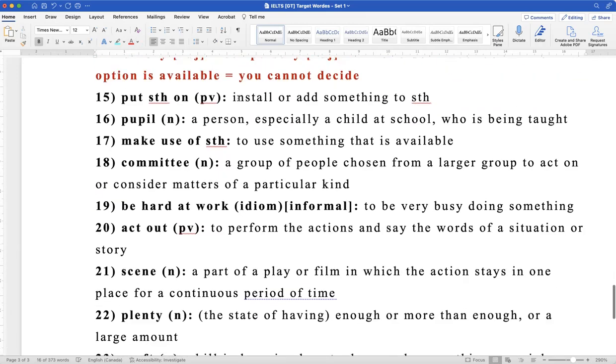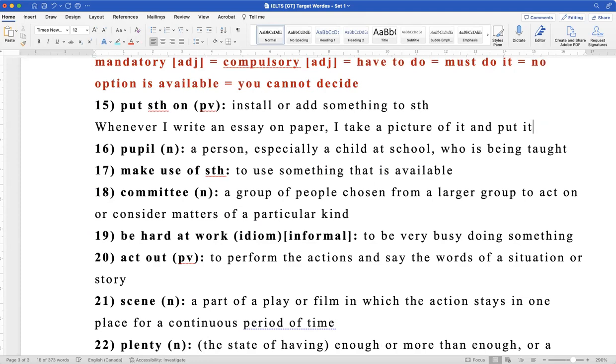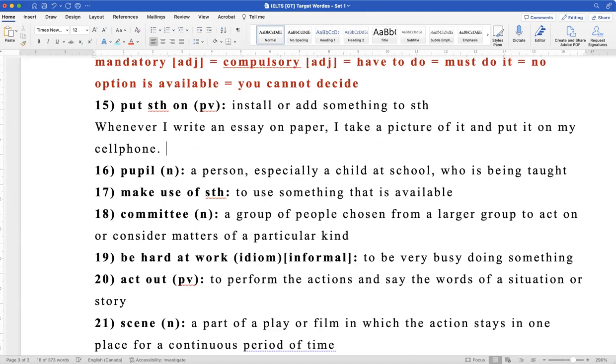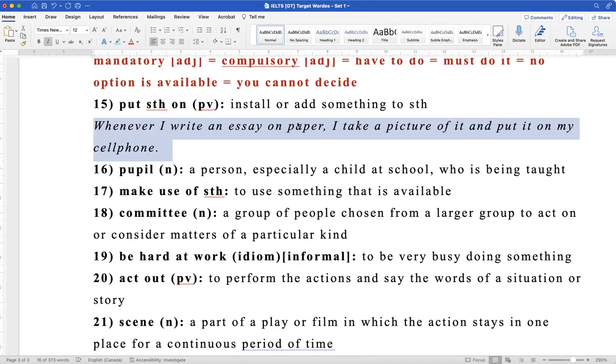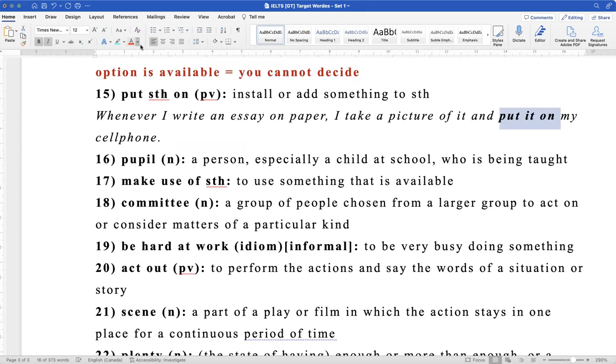Put something on. Install or add something on. Whenever I write an essay on paper, I take a picture of it and put it on my cell phone. So this means when you put something on your cell phone, you add it to your cell phone or you install it on your cell phone. So here I said, put it on my cell phone.